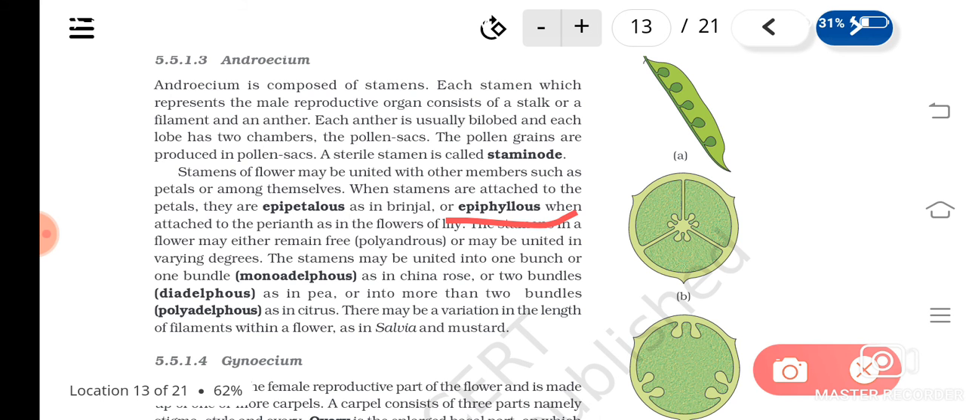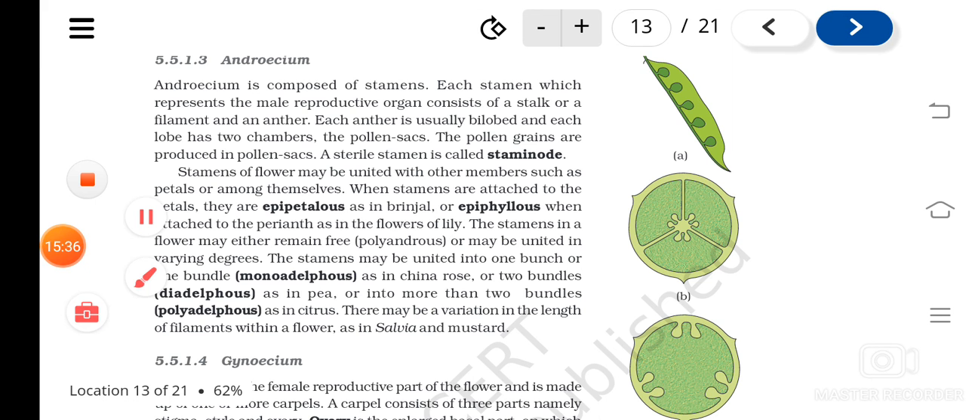They will be colored and have the function of attracting insects, but they are not distinguishable into sepals or petals. Understood? So that kind of structure is known as perianth. And if the stamens are attached to the perianth, then we call it epiphyllous stamens. Understood? Now, if the stamens are free, then we call it what? Polyandrous stamens.